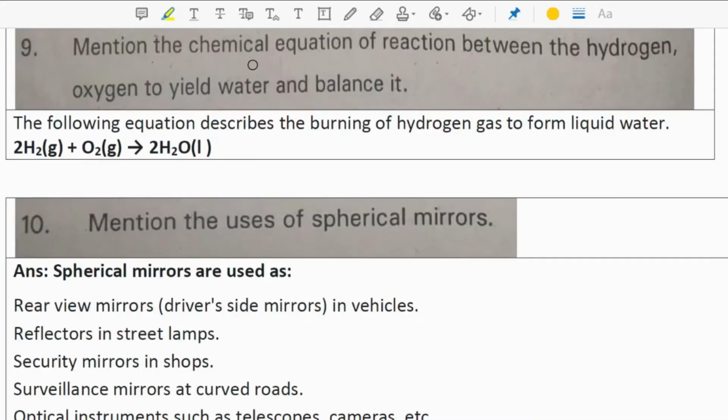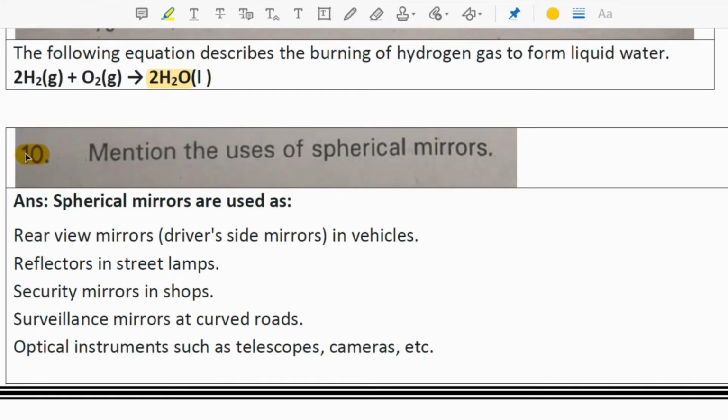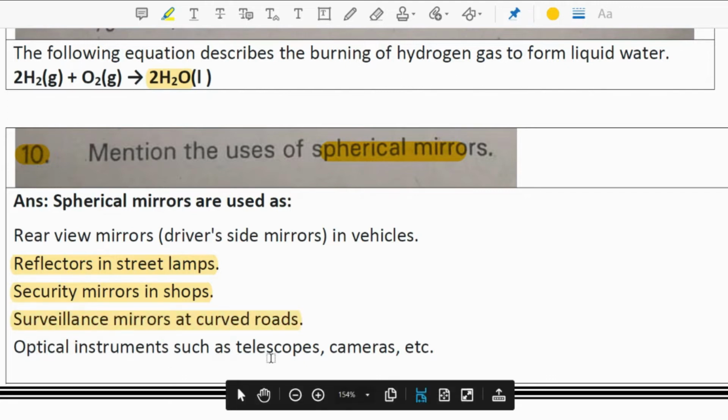Ninth question. Mention the chemical equation of the reaction between hydrogen and oxygen to yield water and balance it. So 2H2 plus O2 gives 2H2O. 10th question. Mention the uses of spherical mirrors. Spherical mirrors are used as rear-view mirrors in vehicles, reflectors in street lamps, security mirrors in shops, surveillance mirrors at curved roads, optical instruments such as telescopes and cameras, etc.